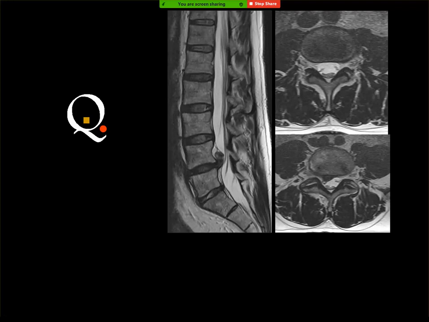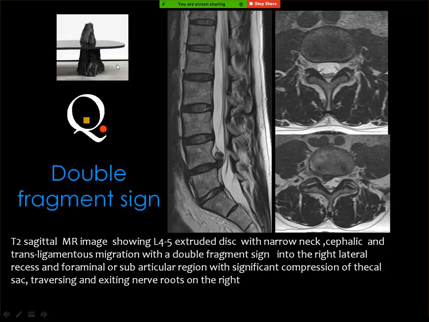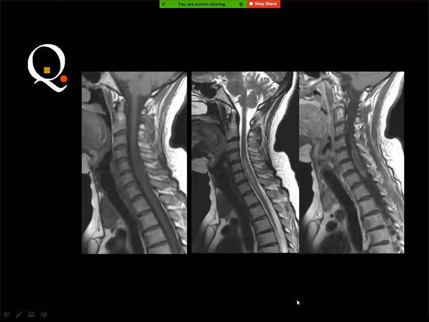Disc herniation with cephalic migration and sequestration. This is important. You remember the double fragment sign, and this is a newly described sign to assess the sequestrated disc fragment. Double fragment sign, sequestrated. Okay. And what do you think of this?